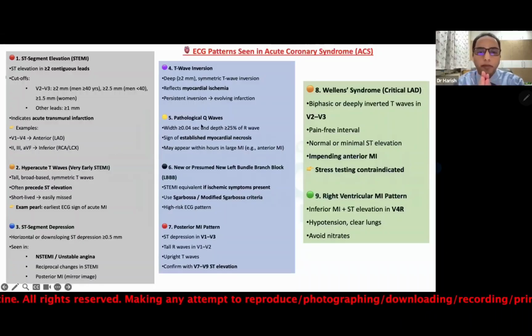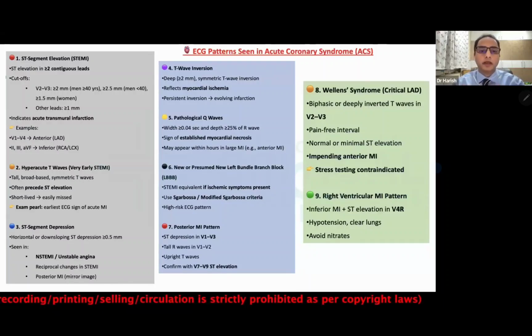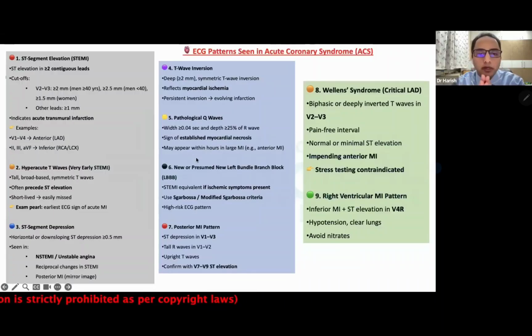Then we can have pathological Q waves. The width is going to be more than or equal to 0.04 second and depth of more than or equal to 25% of the R wave. It is a sign of established myocardial necrosis, which may appear within hours in a large MI, that is an evolving MI.